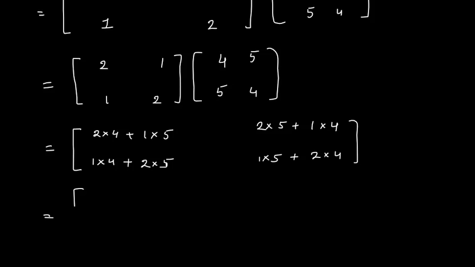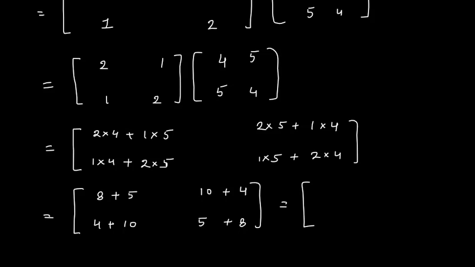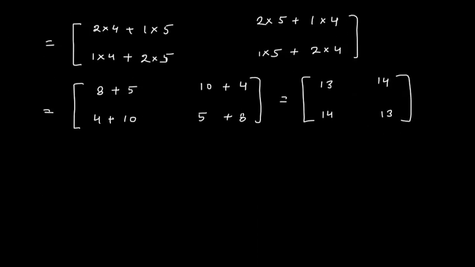This is equals to 2 into 4, 8, plus 1 into 5, 5. Here 1 into 4 is 4, 2 5 the 10. Then here 2 5 the 10 plus 1 4 the 4. 1 into 5, 5 plus 2 4 the 8. So this is equals to 8 plus 5, 13, 10 plus 4, 14, 4 plus 10, 14, and 5 plus 8, 13. This is the required answer. Yes, okay. Now seventh problem.